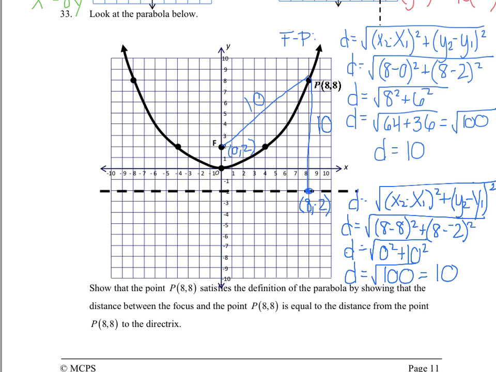So either way, we've proven that the distance from the point to the focus is 10, and the distance from the point to the directrix is 10. 10 equals 10, so they're both equal, and it satisfies the definition of the parabola.